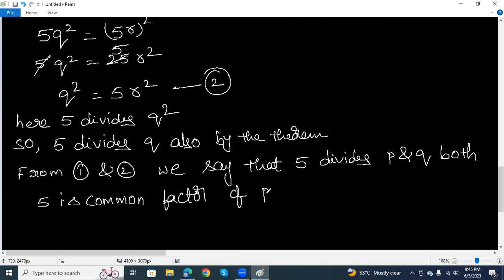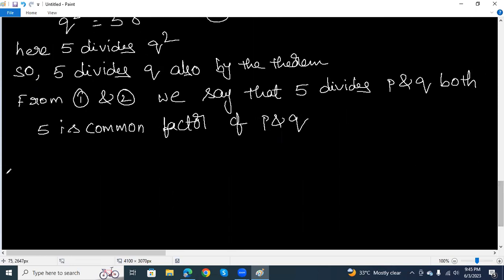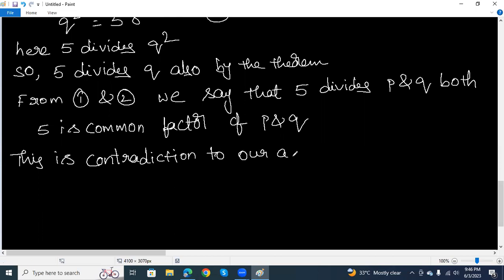So this is a contradiction to our assumption. Therefore, root 5 is an irrational number.